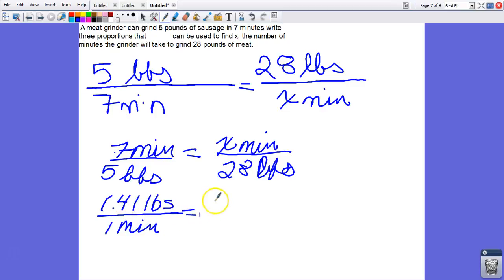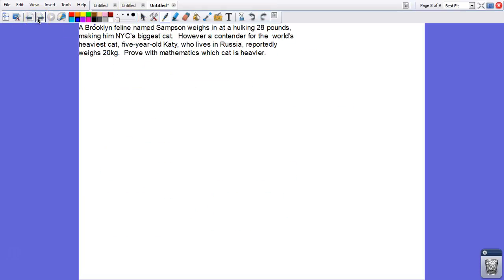And then how many minutes is that for 28 pounds, right? Great, there's 3 right there. I'm sure there's a couple more that you guys could come up with. Let's see, what's next here?